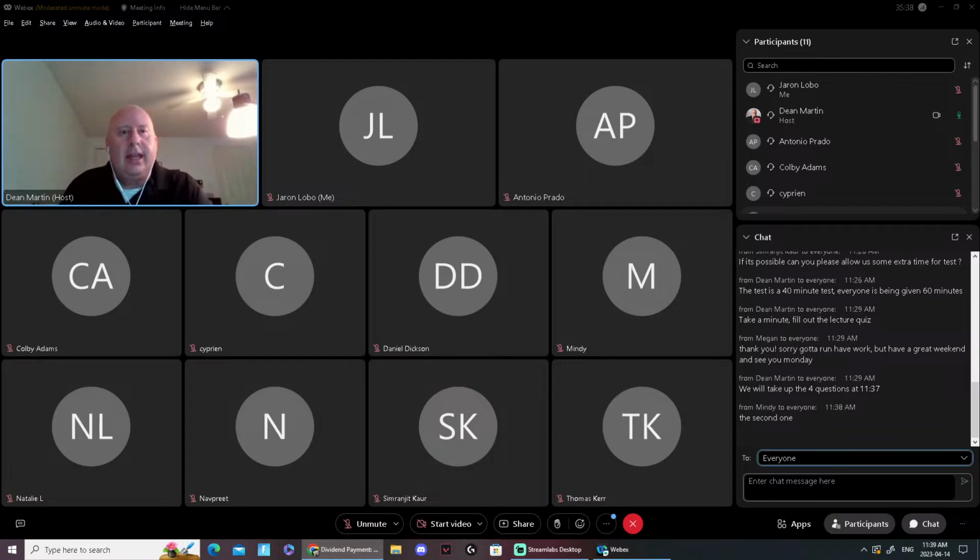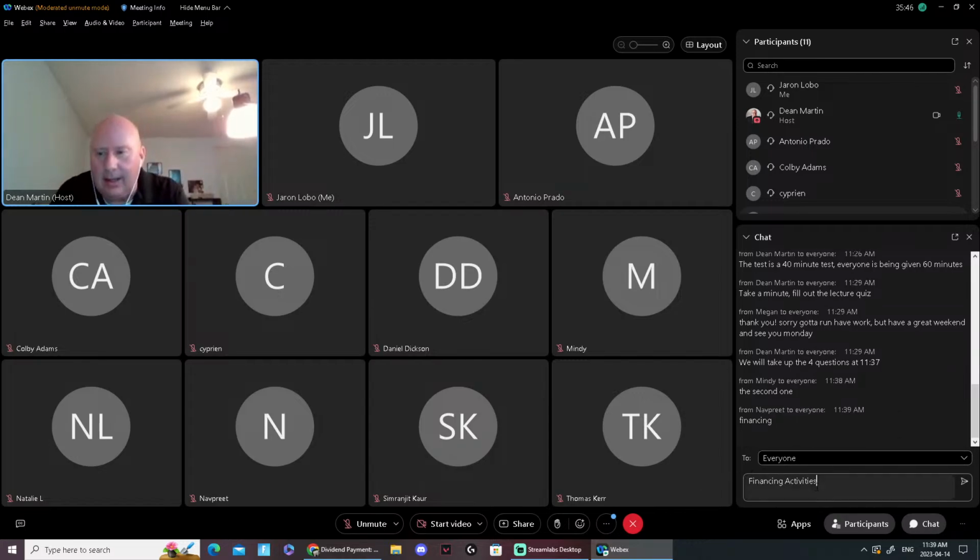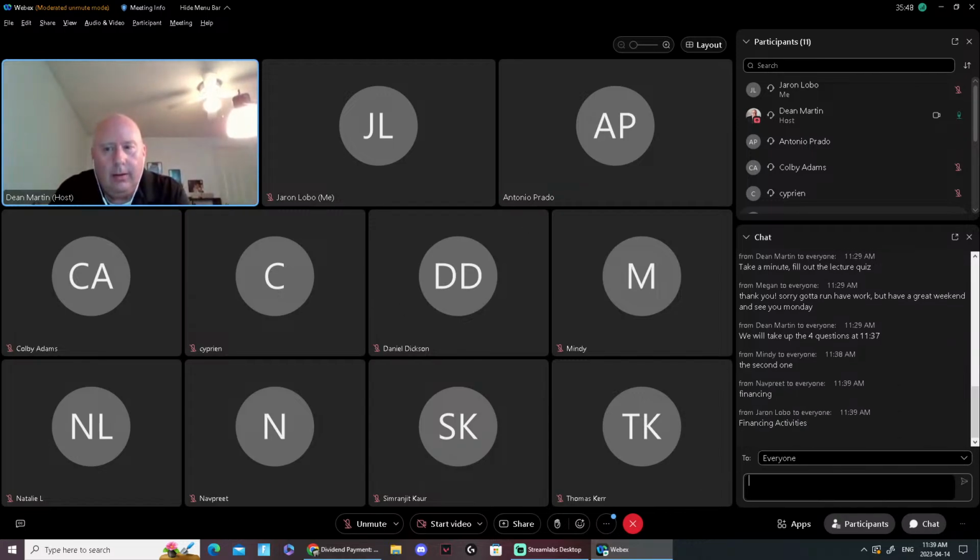Under which heading on the statement of cash flows is the payment of dividends shown? Can't get this one to pop up, but operating activities, investing activities, financing activities. Which one has dividends? Everyone says financing, and everyone who said financing is absolutely correct. A couple of good test hints here, right?